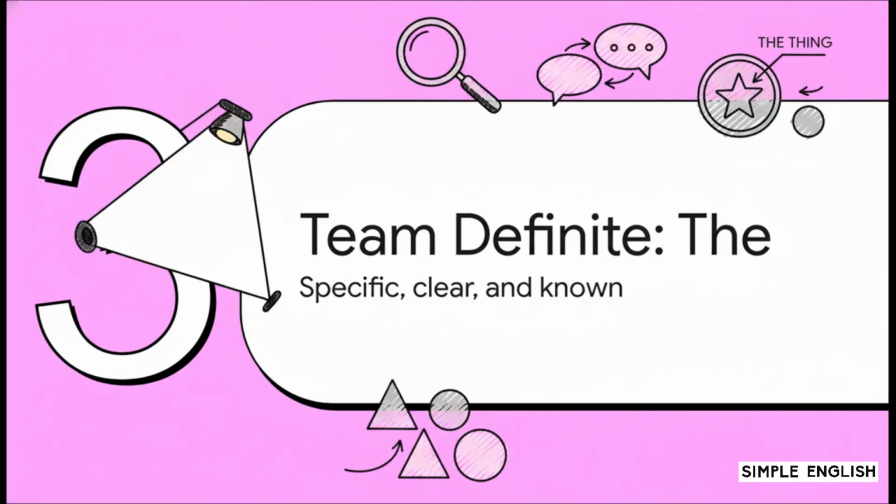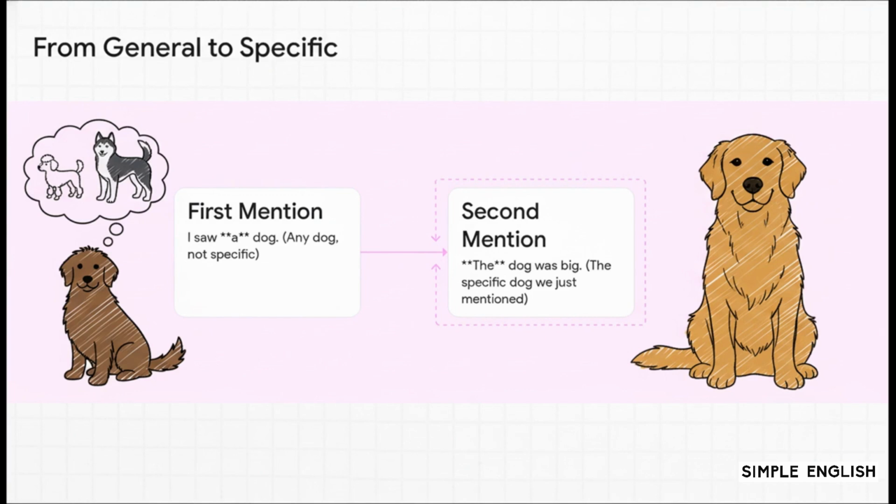Okay, let's switch gears and talk about our other team, team definite, and its star player, the. The is your go-to when you're talking about something specific, something that both you and the person you're talking to know about. It's not just any old thing, it's the thing. This here is the most common way the is used.